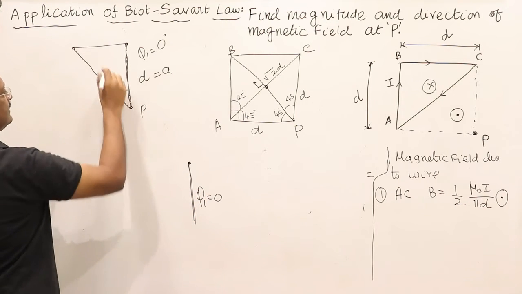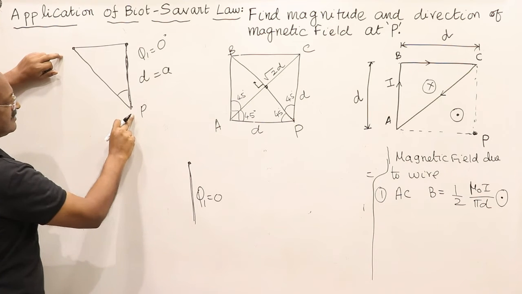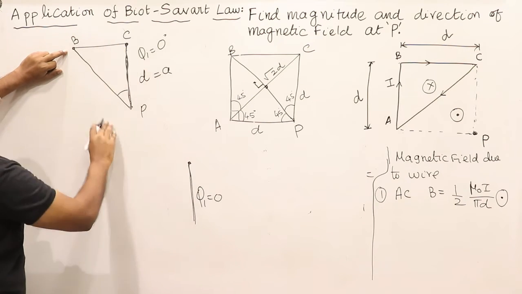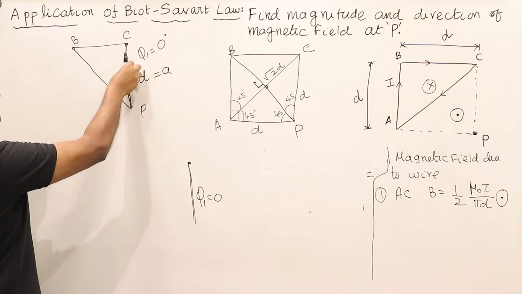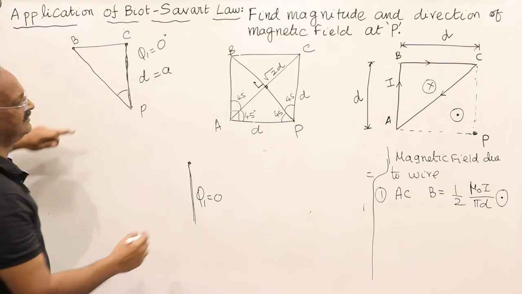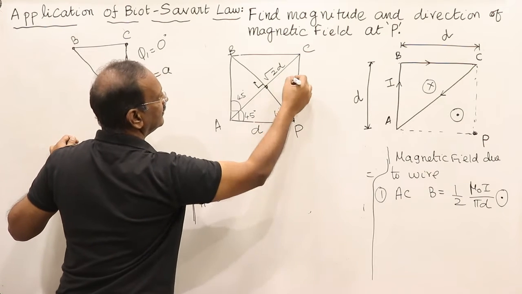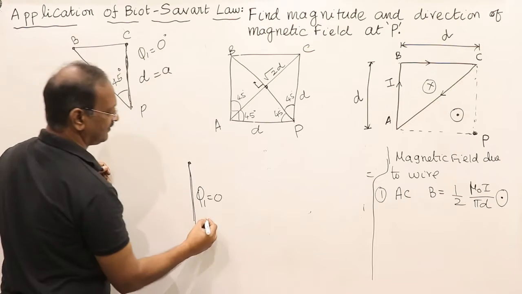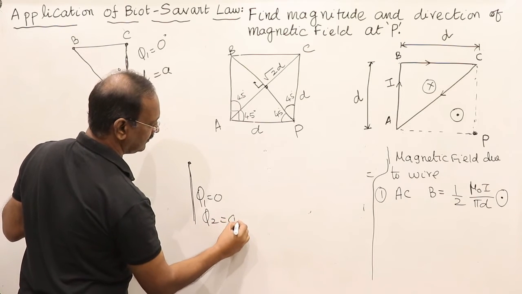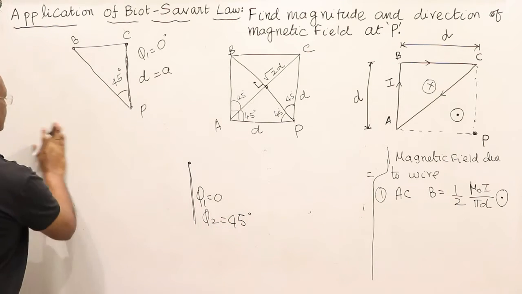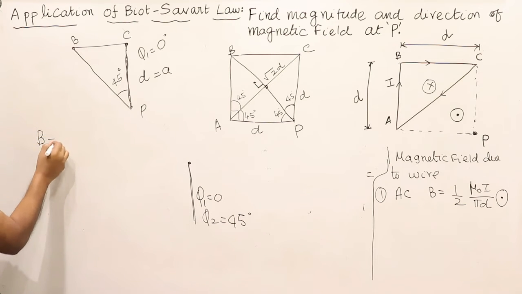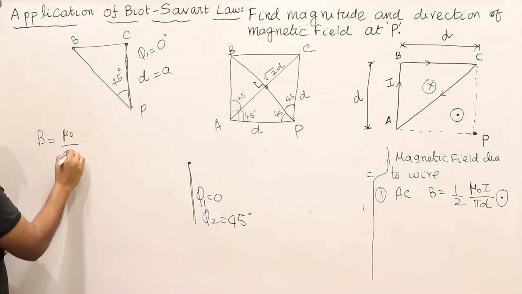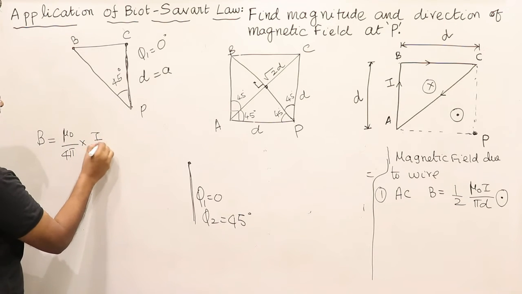This is point P, at which we are interested to find out the magnetic field, and the other end, that is B, this is C. When we join it, we measure the angle with the reference line up to this point. What is this? This will be 45 degree. I am talking about this one. So this is 45 degree. It means phi 2 is equal to 45 degree. So what about the magnetic field? The magnetic field is equal to mu naught by 4 pi into I divided by A.